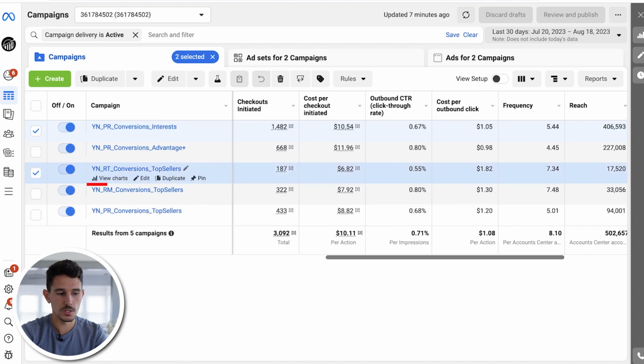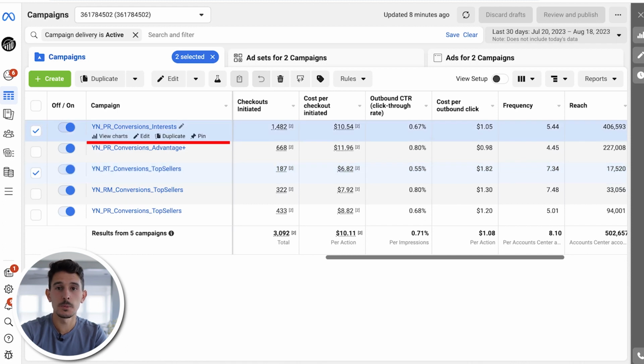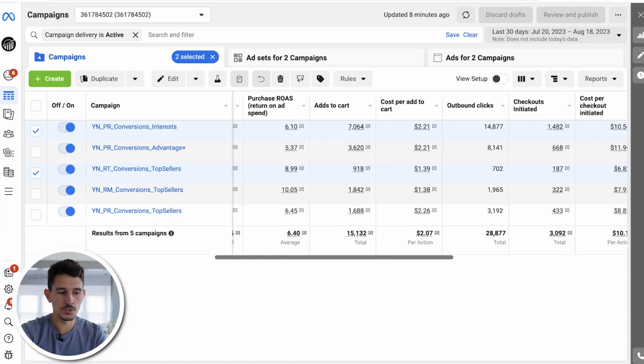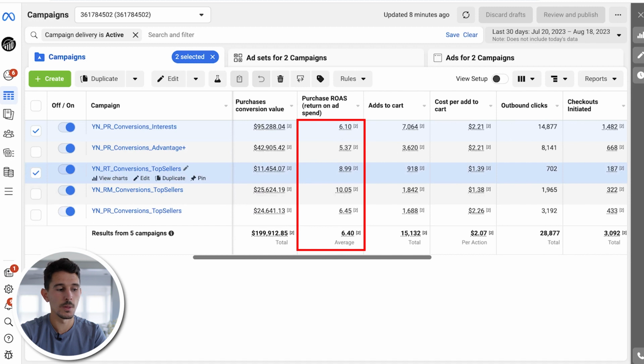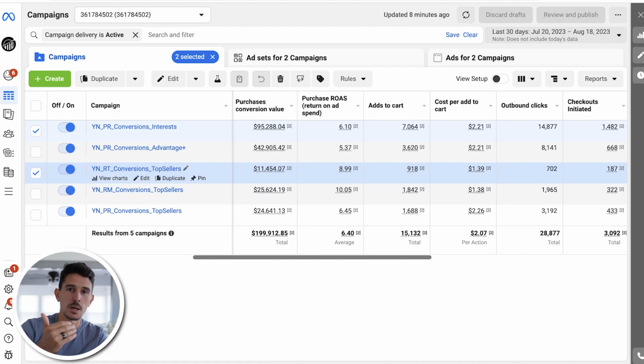We have these two examples. The bottom one drives a $6.82 cost per checkout. The top one drives a $10.54 cost per checkout. Simple version of this, when we scroll to the left here, we then very clearly see the ROAS of the bottom campaign, which had the cheaper cost per initiated checkout, has a much higher ROAS. More revenue is being driven from this campaign in particular.